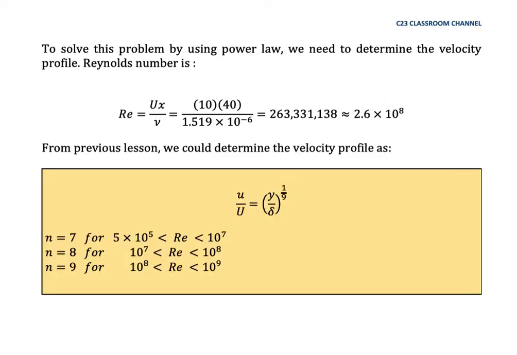So if we want to compare with the power law, first we need to determine what power we could assume for the situation. So we check the Reynolds number. It is around 2.6 times 10 to the power of 8. According to this table, for this range, we could assume that the velocity profile is u over U equals y over delta to the power of 1 over 9.